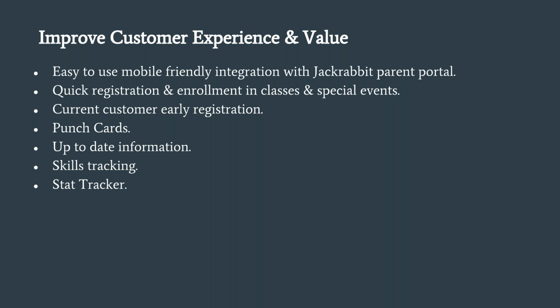Up-to-date information. All of the content in your app is up to you. So if you need to put some important message in the app, you can make that change in a matter of minutes and have it updated in the app immediately. Along with that, the Jackrabbit information that's in the app is not something you manually have to sync. It's automatic. It's dynamic all the time. So if you update my child's skill and I go and look in the app at my child's skill, it will be there. If I make a payment, it's immediate. All of those things that parents do in the parent portal on the desktop side are available in the app, and they operate the same way.